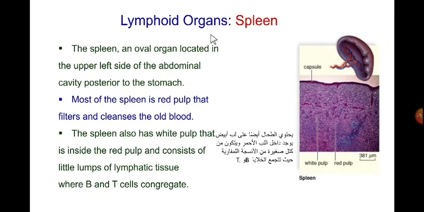Another lymphoid organ is the spleen. الطحال هو lymphoid organ. The spleen is an oval organ located in the upper left side of the abdominal cavity posterior to the stomach. Most of the spleen is red pulp that filters and cleans the old blood. طبعا بالنسبة للسبلين فيه لب أحمر بنظف وبطهر الدم القديم. The spleen also has white pulp that is inside red pulp and consists of little lumps of lymphatic tissue where B and T cells congregate.